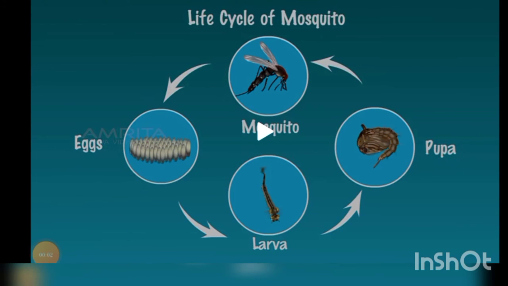So kids, with the help of this video, we came to know about the life cycle of mosquito. First, an adult mosquito lays eggs. Those eggs convert into larva. Then larva converts into pupa and pupa converts into an adult mosquito. This is the life cycle of mosquito.